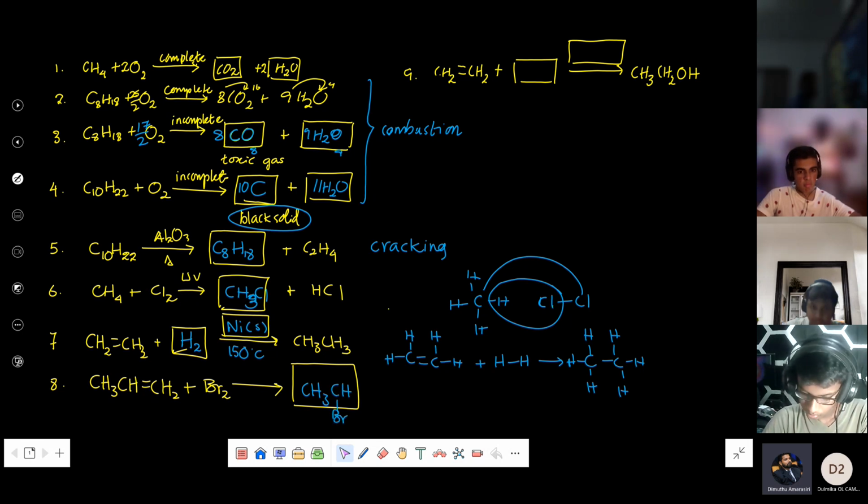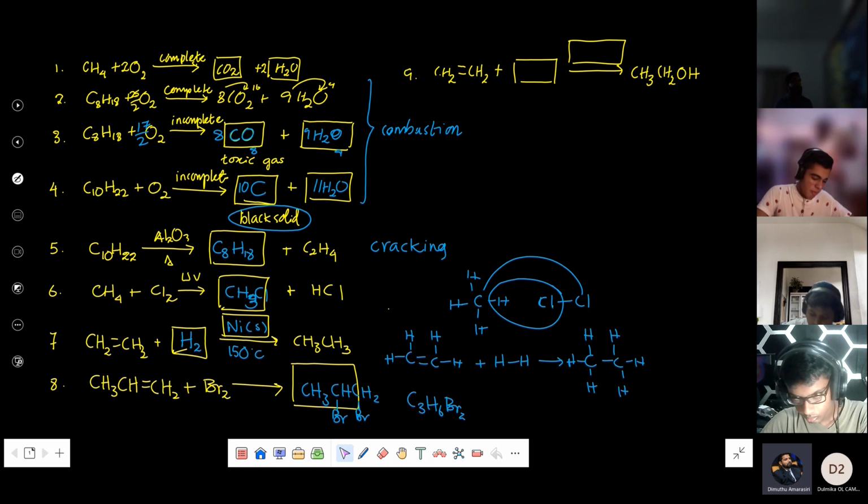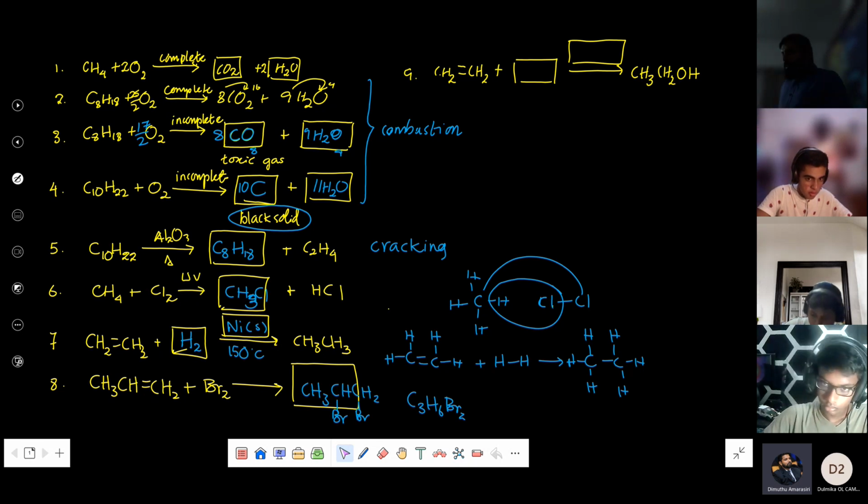CH3CHBrCH2Br. The two carbon atoms with the double bond will get the Br. You can also write this an easier way: C3H6 plus Br2. Now this reaction is an addition reaction, right? All these two and the last one as well are addition reactions. At least tell me what is the reactant you need to put for the last one? H2O. Huh? What? Water.